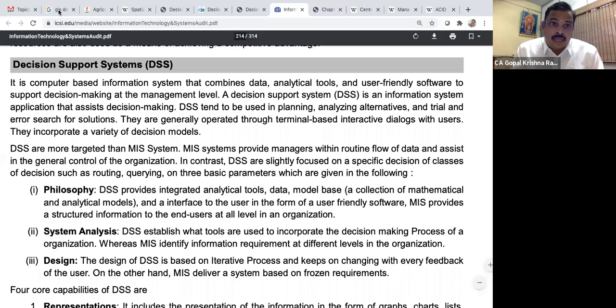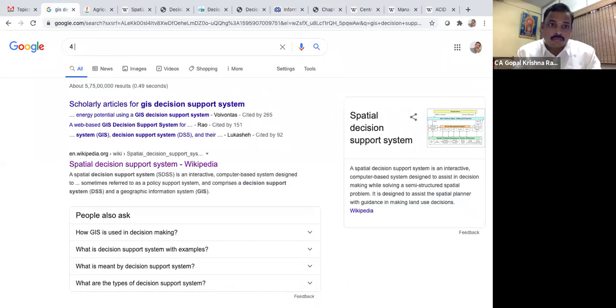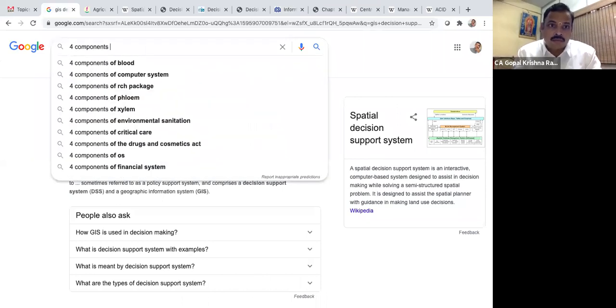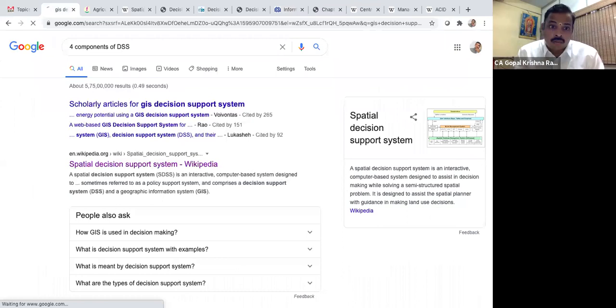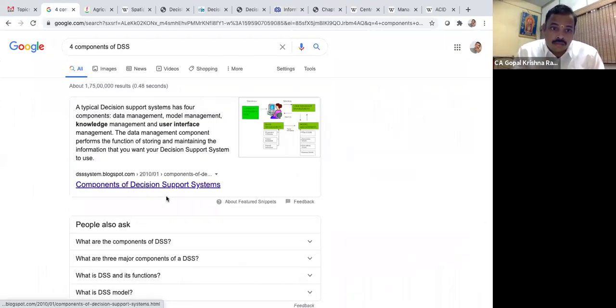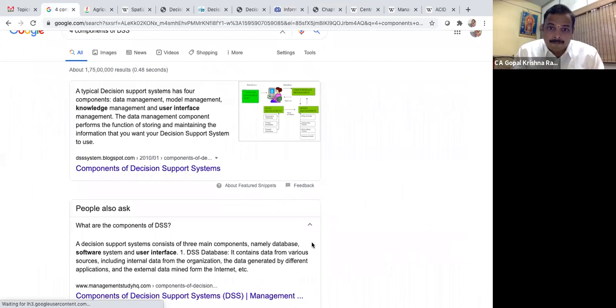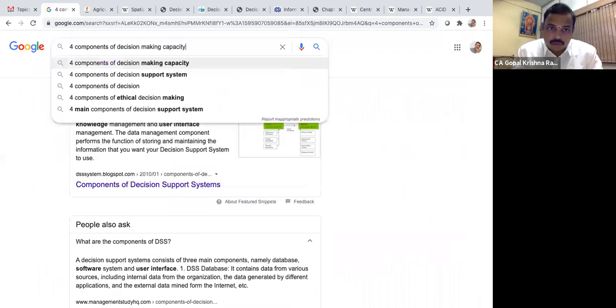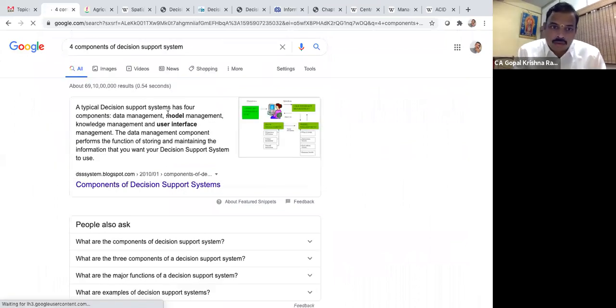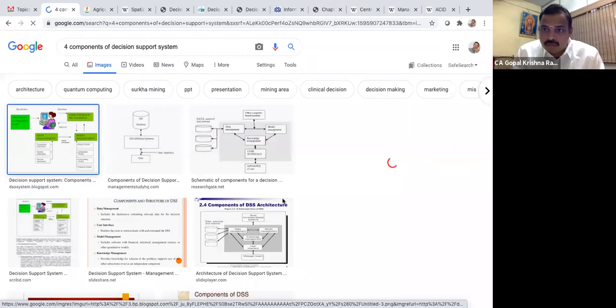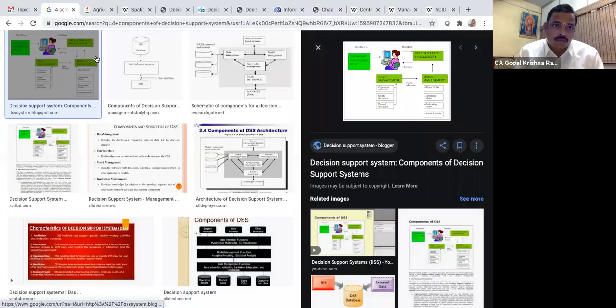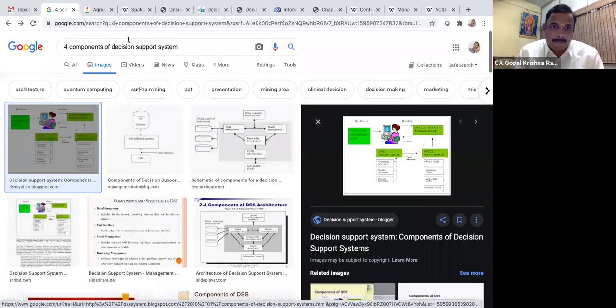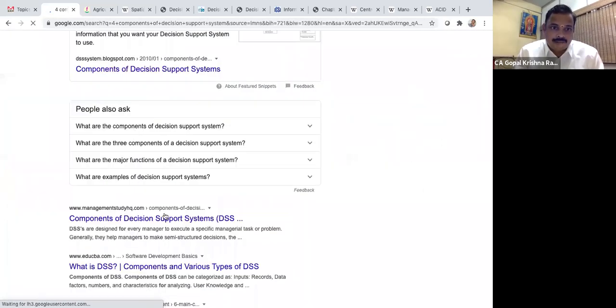Okay. Now I'll tell you what the 4 components of a decision support system are. There are 4 components. Do you know what those 4 components are? Please look here. Decision support system, 4 components. What are those 4 components? We have this. Look here. I think this is visible to all of you. I don't know whether it is visible. Sorry. It's here.